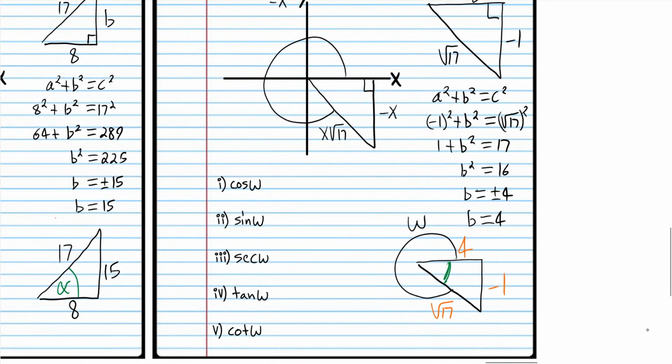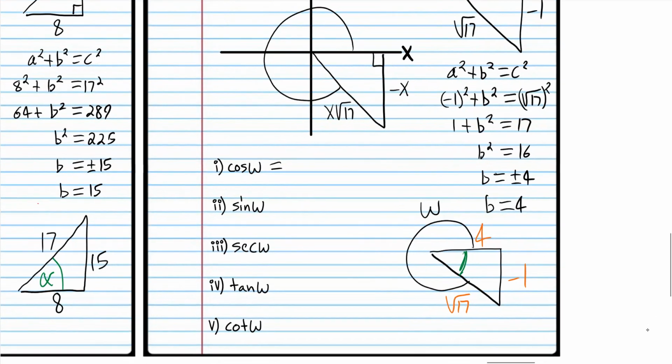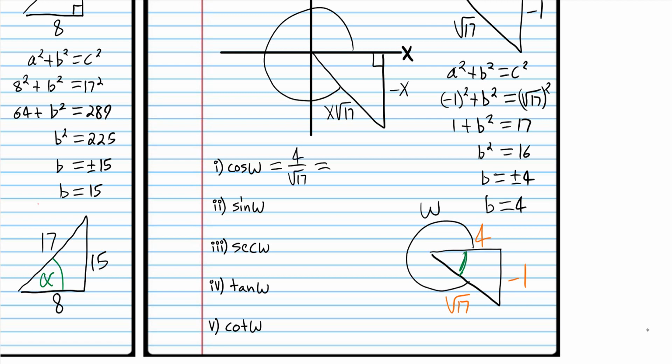Okay, so now we're ready to calculate. So cosine omega, the green reference angle is our reference angle. The side adjacent the green reference angle is 4. The hypotenuse is root 17. Rationalize the denominator and you get the following. Sine is the side opposite the green reference angle over the hypotenuse. Rationalize the denominator and you get the following.